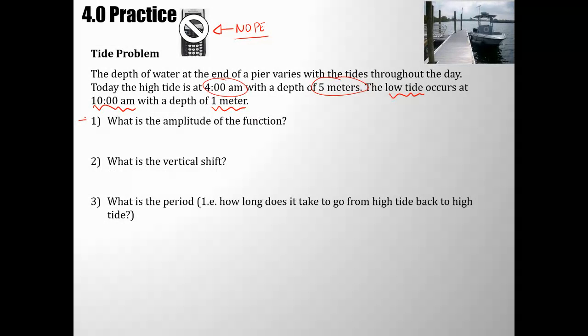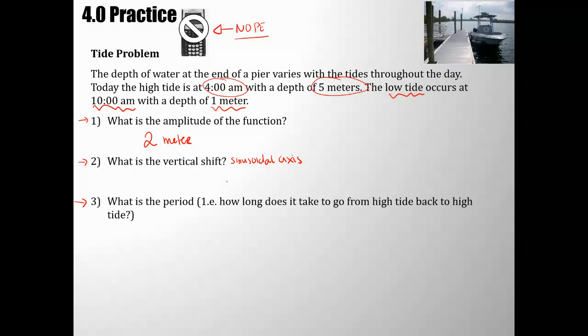So here we're being asked to find the amplitude, the vertical shift, or the sinusoidal axis, that midline, as well as the period. So these are really the 3 things we were doing, regardless of being asked, in order to generate a model to make some predictions. So the amplitude, I want to know the range. So I'm going from the lowest, 1 meter, to the highest, 5 meters. So the range of this is 4 meters, and the amplitude is going to be half of that. So the amplitude we're working with here is going to be 1 meter.